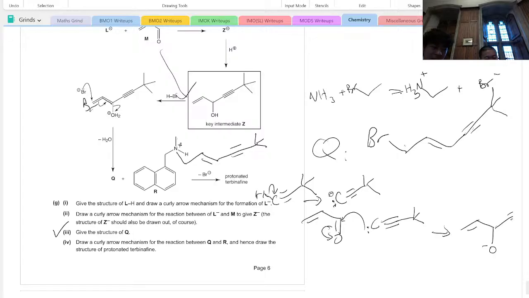Wallahi. Okay. Say wallahi, bro. Wallahi. Okay, wallahi, let's draw this curly arrow mechanism.